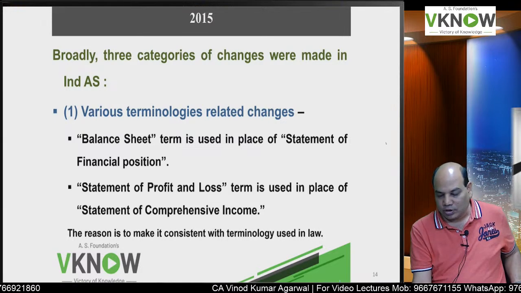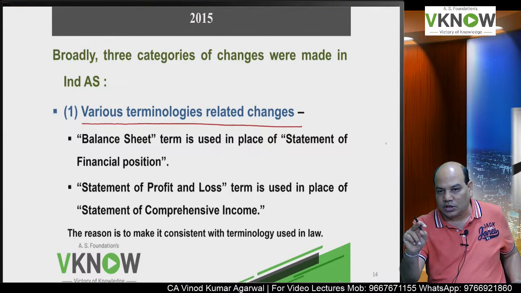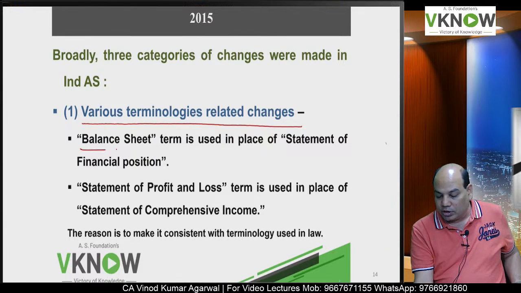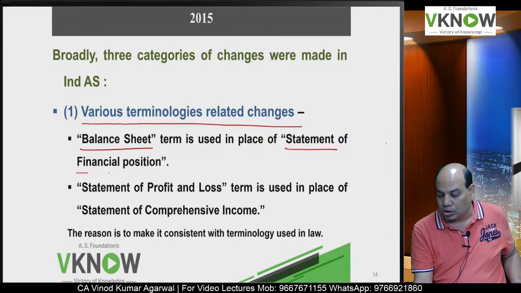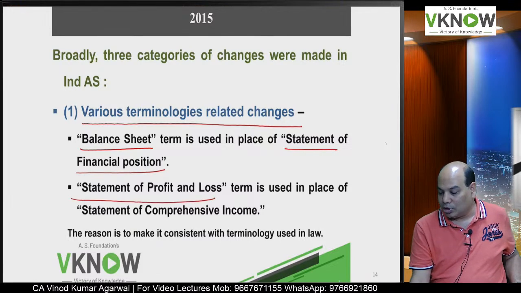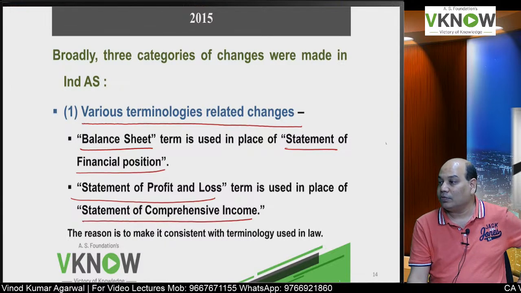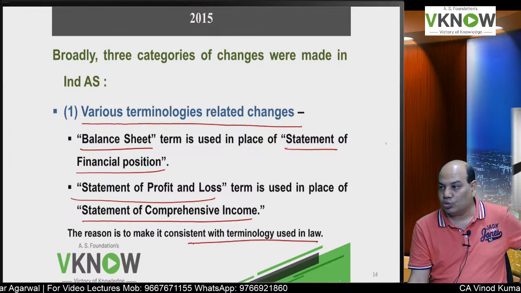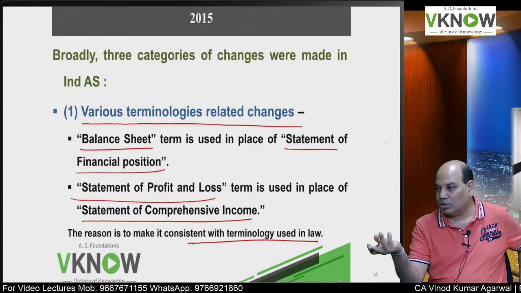First category, which is not carve out, carve in, is just the changes in terminology used. Example, we will call it balance sheet. In IFRS they call it statement of financial position. We will call it statement of profit and loss. In IFRS it is called statement of comprehensive income. The reason is that we want to use the same terminology which is used in law, the Companies Act.